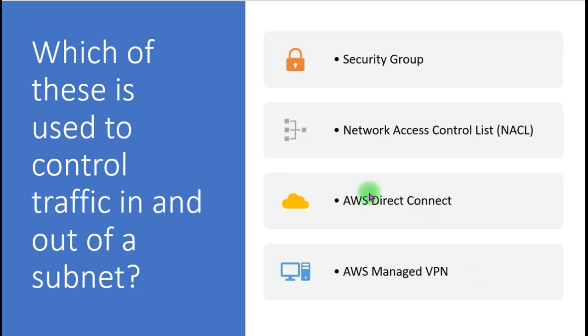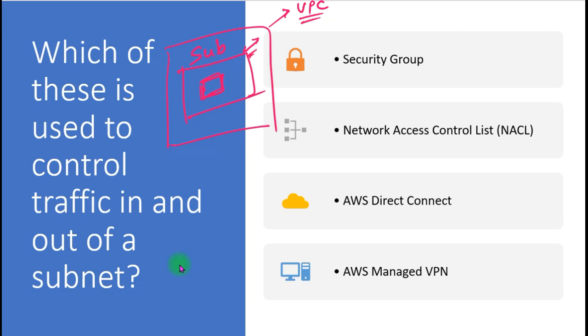Let's talk about another important question which is related to the network domain. Which of these is used to control traffic in and out of a subnet? So there are two things. We can restrict traffic at two places. Suppose this is our subnet where we are hosting our instance, and this is the VPC. Here they are talking about controlling traffic at the subnet itself, not at this level.